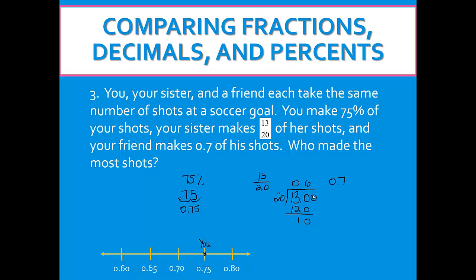Now I will add my 0 and bring it down. And 20 goes into 100 5 times. 5 times 20 is 100. And when I subtract, I'm left with 0. I can't forget to put my decimal in my answer, so I need to bring it straight above. So I have 0.65 or 65 hundredths. So I can go ahead and plot that on my number line, and that represents your sister.